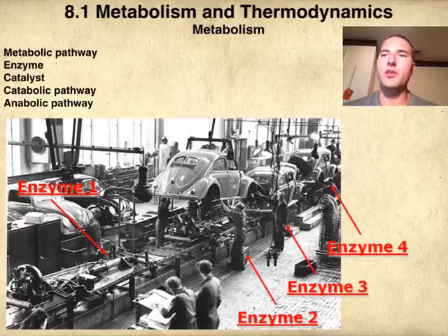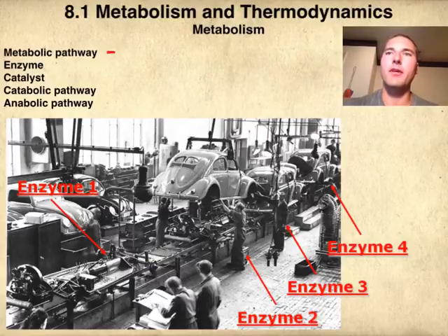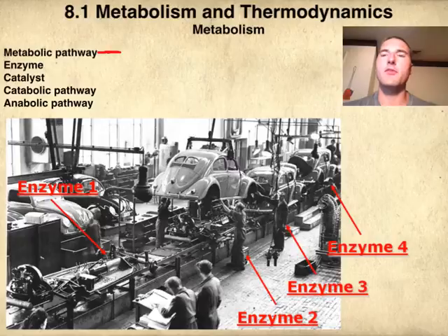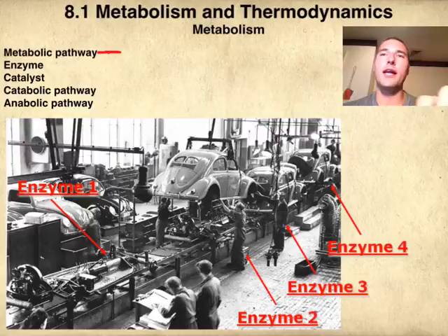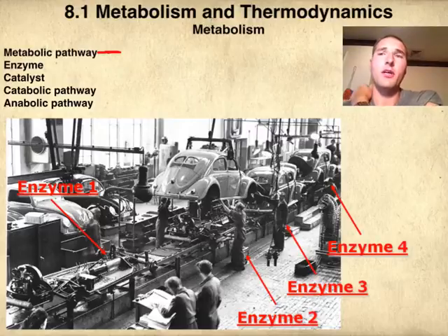And I've got a picture here of an assembly line, so it looks like a Volkswagen Bug assembly line over here. And the reason I have this is for this first term, metabolic pathway here. A metabolic pathway inside of a cell is going to be a series of reactions that are linked together, taking a molecule and turning it into a different molecule, doing a reaction to it to turn it into a different molecule again, and doing another reaction, another reaction, another reaction. And that's a metabolic pathway.